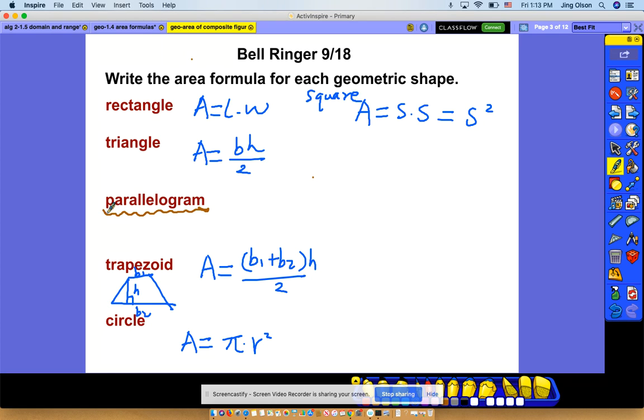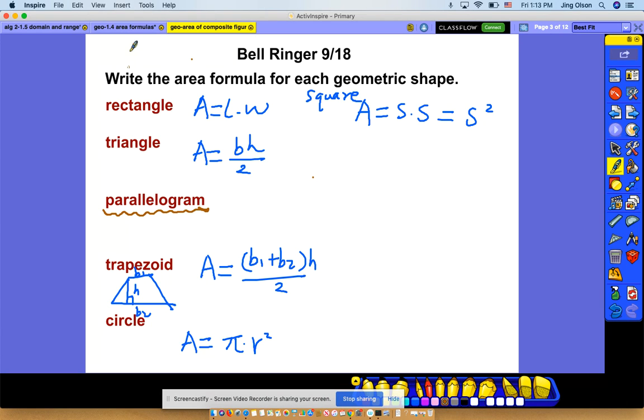Okay, so the one we're adding today is the parallelogram. A parallelogram is pretty much a rectangle. If you look at this, a parallelogram looks like this. And this is the base, and this is the height.